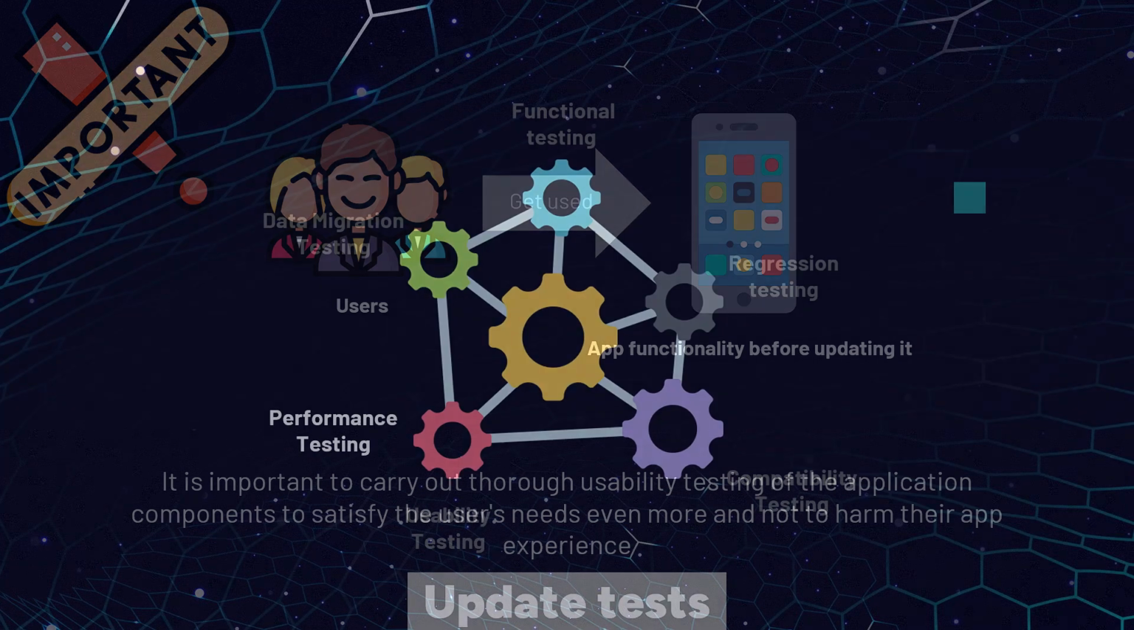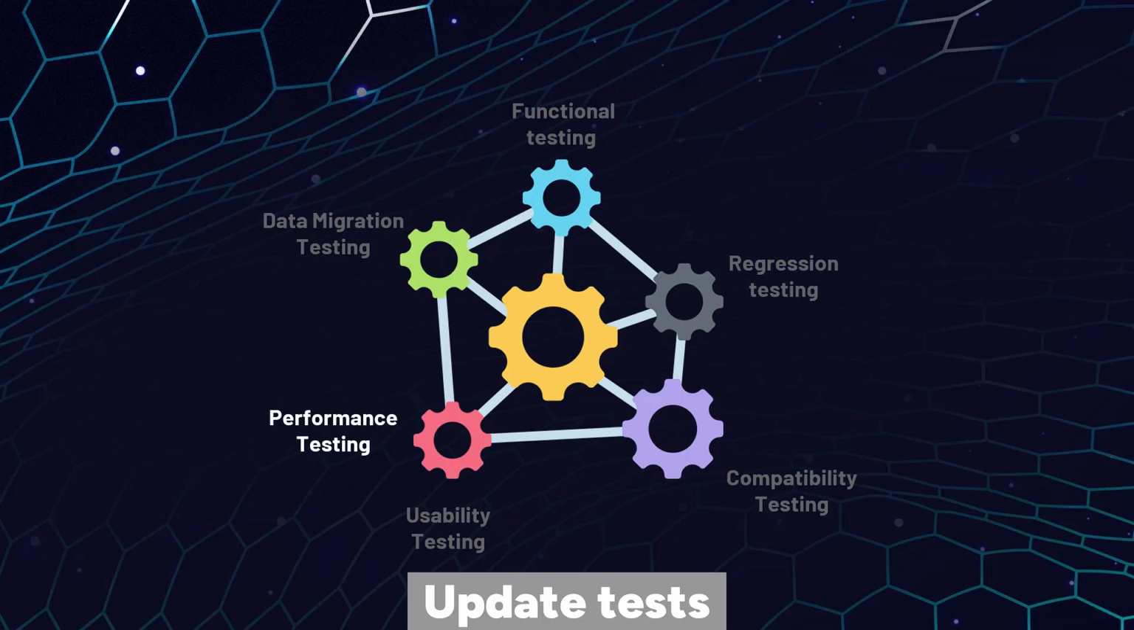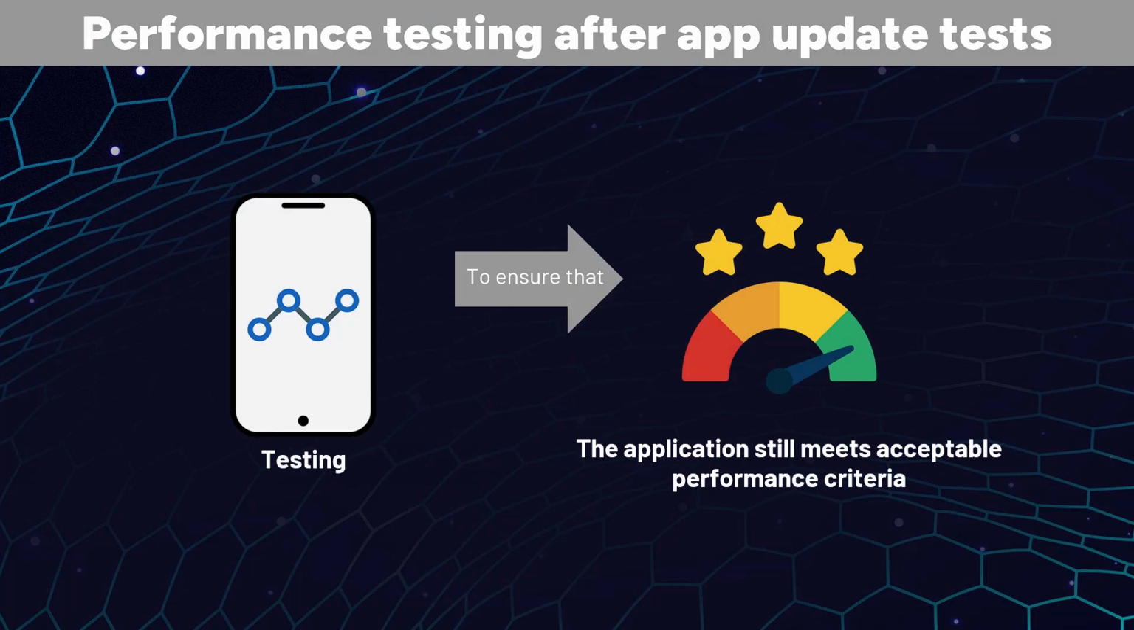The next key aspect that the tester should test during an update test is performance testing. Performance testing can be important for updates that include changes to the application's performance or resource usage. It ensures that the application still meets acceptable performance criteria.